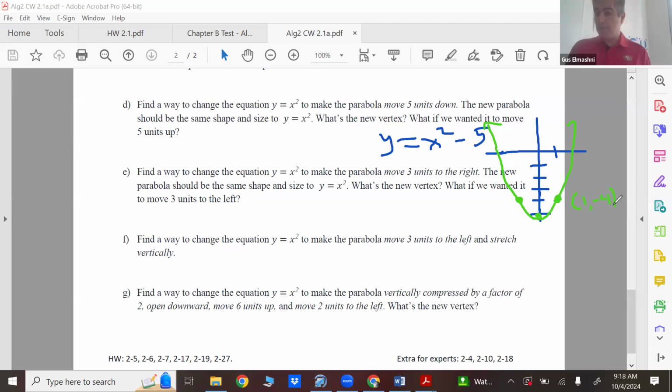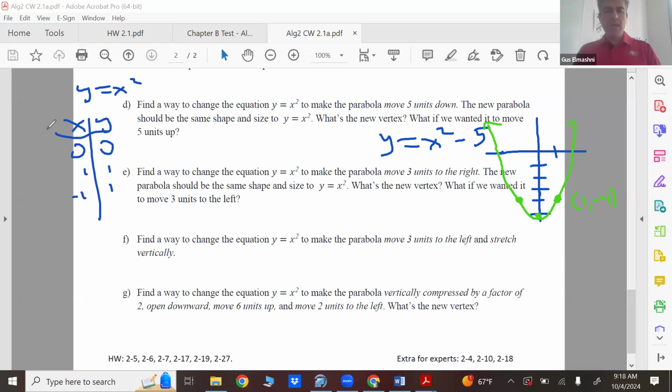That's a 1 comma -4, because previously it was up here. Everything went down 5 units. So if I made a table, for example, for y equals x squared: 0, 0; 1, 1; -1, 1, right? That makes sense for y equals x squared if I plug it in.